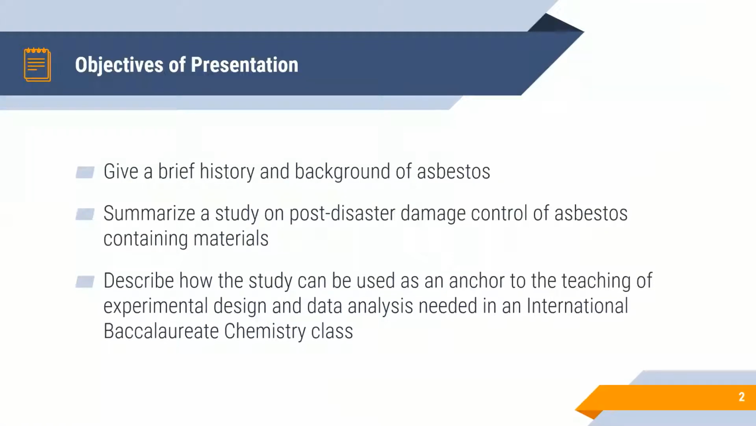The objectives of this presentation are, first, to share background information on asbestos, the historical and current uses of asbestos-containing materials, and the hazards of asbestos exposure. Second, to give a summary of a study that describes measures that can prevent the spread of asbestos fibers during the destruction of structures containing asbestos materials. And finally, a discussion and demonstration on how to use the asbestos study as an instructional reference and engage during an IB chemistry unit on experimental design and data analysis.